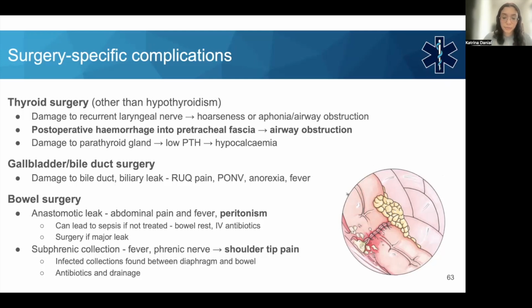So how do we treat it? We keep them on bowel rest. You give them IV antibiotics, and if it's quite a major leak, you want to take them back to surgery and fix that leak. Another complication of bowel surgery is you can have a subphrenic collection, and because it is subphrenic, it's going to activate the phrenic nerve, so you'll get the shoulder tip pain because of the shared nerve roots, and you'll have a fever as well. Same principles: IV antibiotics and drainage if there is a collection there.